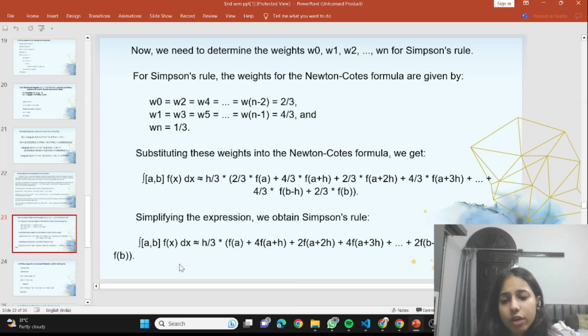Integral from a to b of f of x dx is equal to h by 3 times f of a plus 4f of a plus h plus 2f of a plus 2h plus 4f of a plus 3h plus, and so on, up to 2f of b minus 2h plus 4f of b minus h plus f of b.